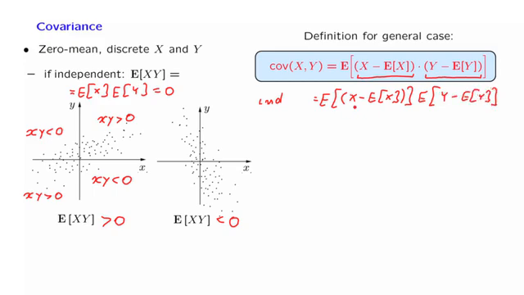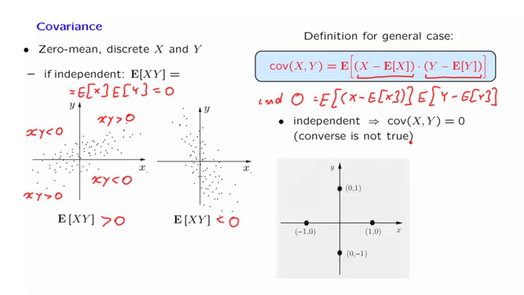But the expected value of X minus this constant is 0, and the same is true for this term as well. So the covariance in this case is going to be equal to 0. So in the independent case, we have 0 covariance. On the other hand, the converse is not true. There are examples in which we have dependence but 0 covariance.